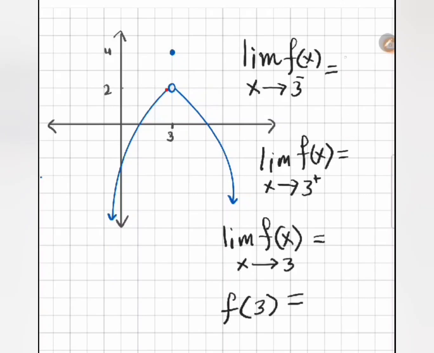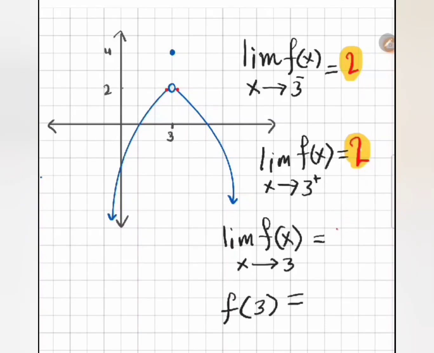Now, what is the limit as x approaches 3 from the right side? As we approach an x value of 3 from the right side, the y value is still 2. Now, what is the limit as x approaches 3 from either side? Because these two values are the same, the limit exists. It's equal to 2.